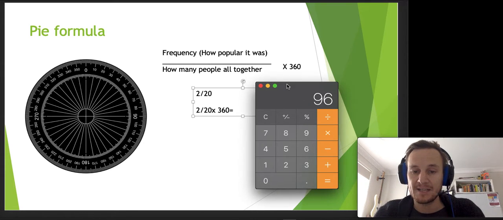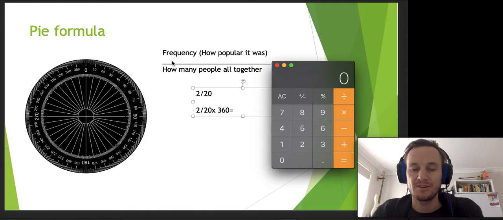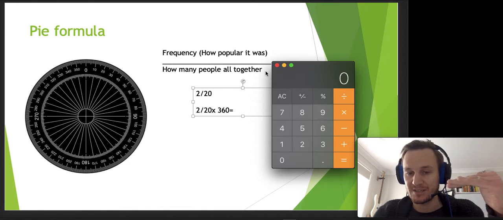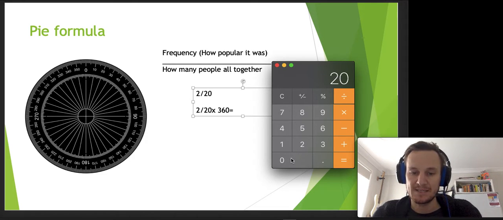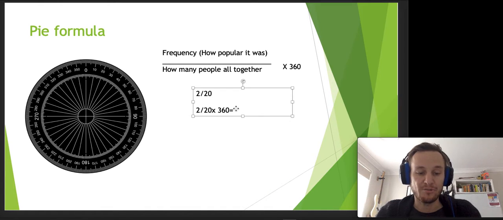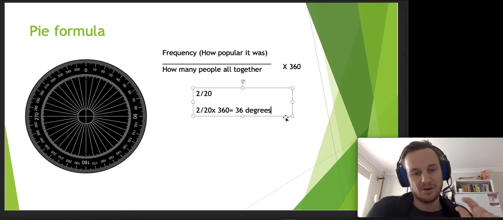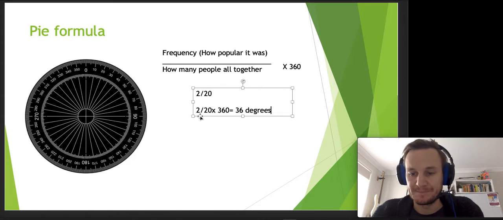So we pull up our calculator again. Oh, I forgot to tell you, this line here, the fraction line, when we're writing that in a calculator, we just use divide. So 2 divided by 20 times by 360 degrees. It comes out as 36. Now, we don't write that as 36, we write that as 36 degrees, because that's how many degrees we're going to have to draw that sector of the pie.